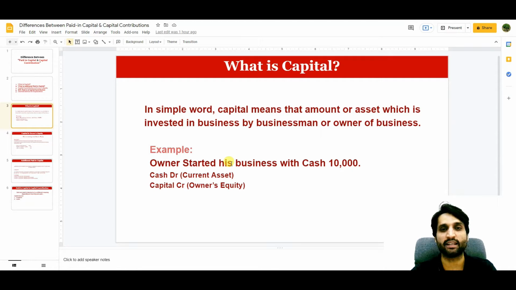First of all, what is capital? In simple words, capital means that amount or asset which is invested in business by a businessman or owner of the business. Here is an example: the owner started his business with cash 10,000. If he started the business without cash, he brings some assets, so those assets will be debit and the capital account under the owner's equity will be credit. Now here he introduced cash, so cash debit and owner's equity account in capital will be credit. So this is the capital.